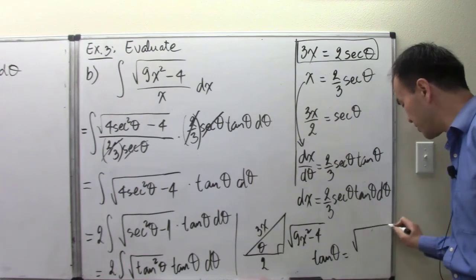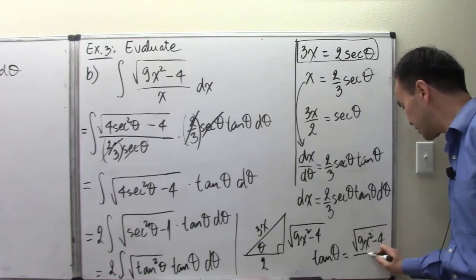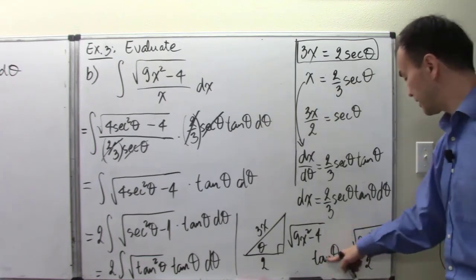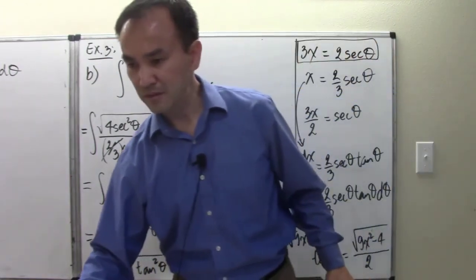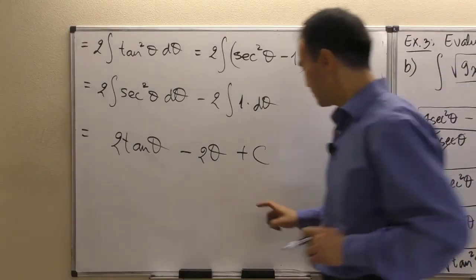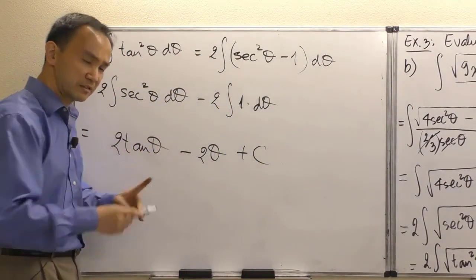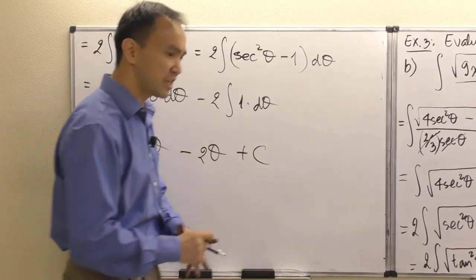So square root of 9x squared minus 4, divided by 2. This is, ladies and gentlemen, tangent of theta right here. But further, let me remind anyone, aside from secant and tangent, here we only have tangent, but sadly, we also have theta. So let's find an expression in terms of x for theta.